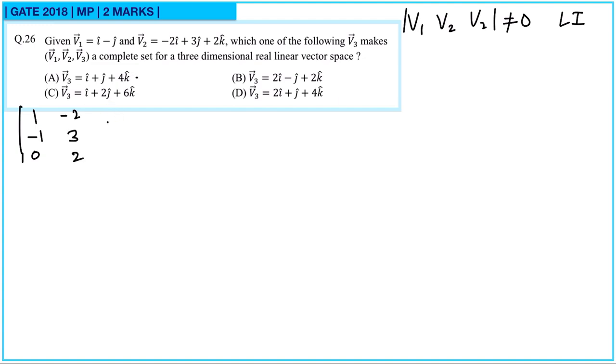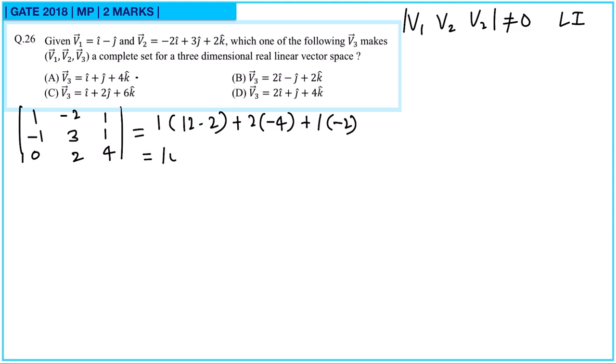Now for the first option we have 1 1 4. This is equal to 1 into 12 minus 2, plus 2 into minus 4, plus 1 into minus 2. That is 10 minus 8 minus 2, which is equal to 0. For the second case, 1 minus 1 0, minus 2 3 2. Here we have 2 minus 1 and 2.